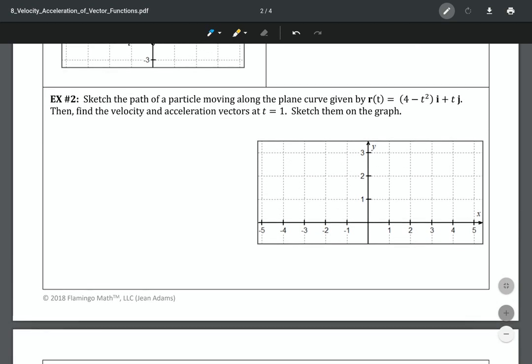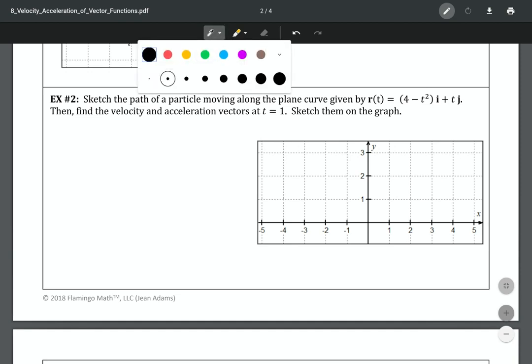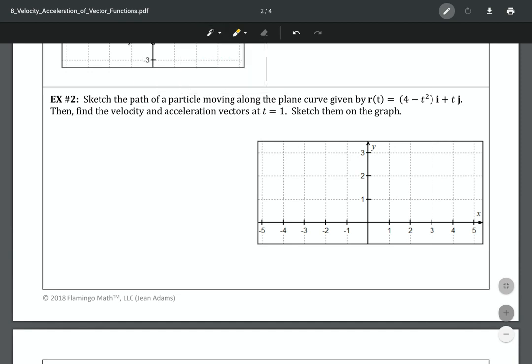Now, on this other one, kind of the same idea. First, I want us to sketch the particle. Yeah, you could try to solve this and find a rectangular equation, but we don't have to. It's easier sometimes if you just don't do that. So what I suggest is do what I did earlier and write a table starting with t is equal to 0.